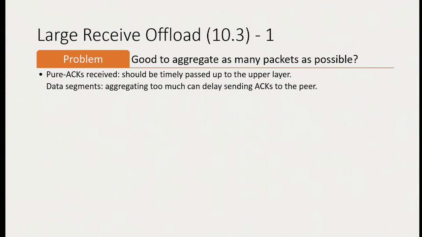The second case is for the data segments we received. If we aggregate too much of them, I mean, in this case, the FreeBSD VM network stack, if the stack fails to see the data segment in time, the ACK sent to the peer may be delayed. So this hurts the TCP performance, because the peer's send window cannot be increased in time.